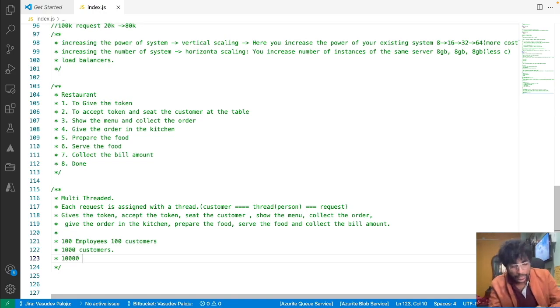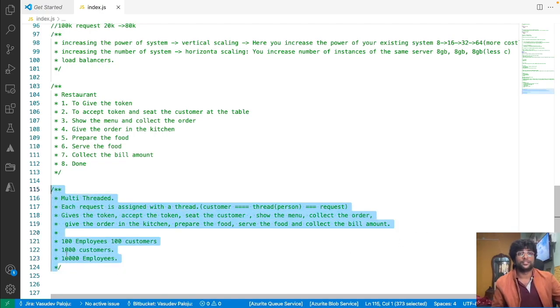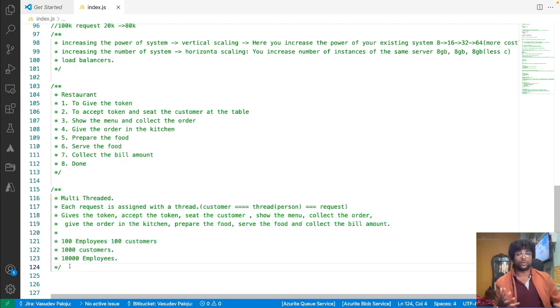Because let's say I hired 10,000 employees. Do you guarantee that every day 10,000 customers are going to come? On weekdays or weekends it might happen, but you cannot say that you will be hiring them only on weekends, or you cannot pay them for the entire month because 10,000 customers are coming only a couple of days. It means multi-threaded works very well in certain situations where you know the traffic is going to be controlled and you are okay if people are waiting.